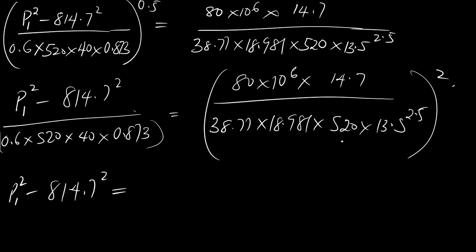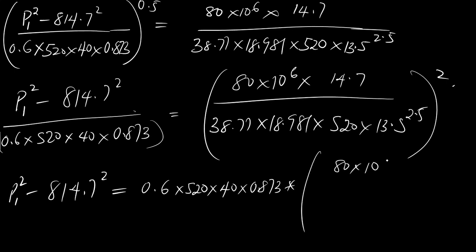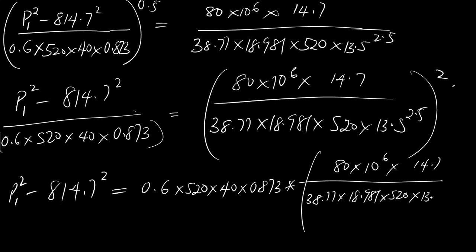So now the right hand side will now be 0.6 times 520 times 40 times 0.873 times bracket open 80 times 10 raised to power 6 times 14.7 all over 38.77 divided by 18.981 divided by 520 divided by 13.5 raised to power 2.5 all raised to power 2.